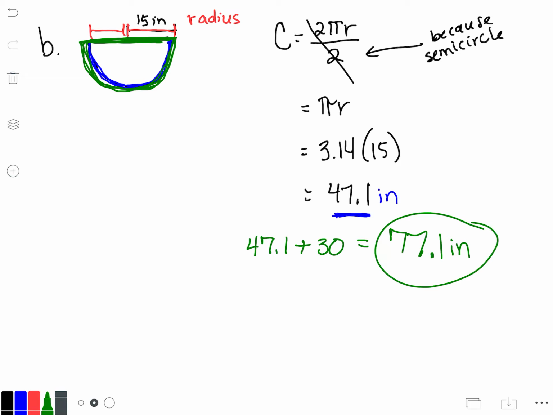So, recap real quick. Again, step 1, you want to find the distance of the curved part of your semicircle. So you'll end up using either 2 pi r divided by 2 or pi d divided by 2. And then the last step at the end is to add the diameter.